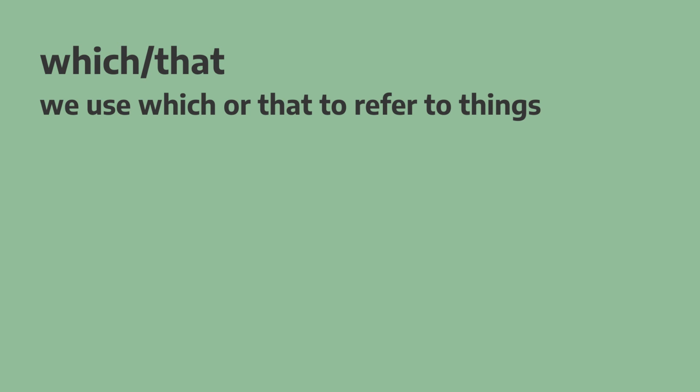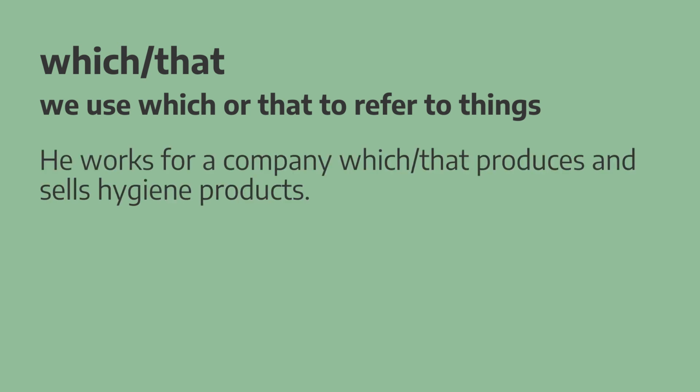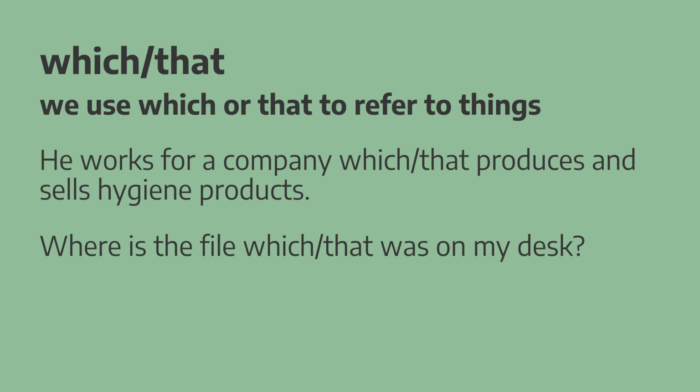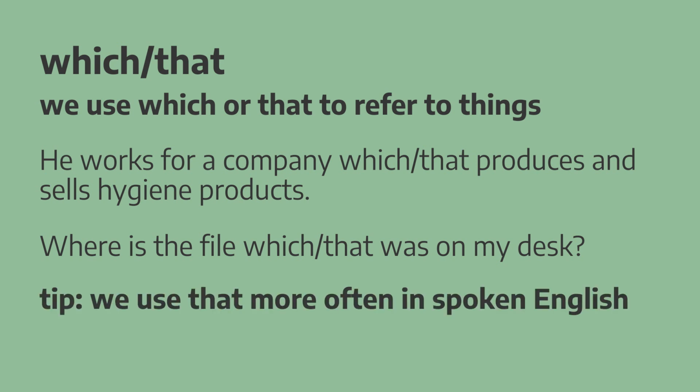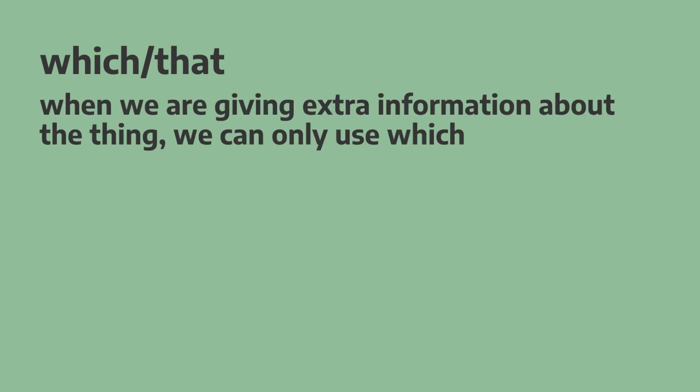Great, so we've looked at who and that. Now let's take a look at which and that. We use which and that to refer to things. Take a look at these examples. In these sentences, we can use either which or that, but that is more common in spoken English. However, there are some sentences where we can only use which. When we are giving extra information about the thing, we can only use which. We cannot use that. Take a look at these examples.